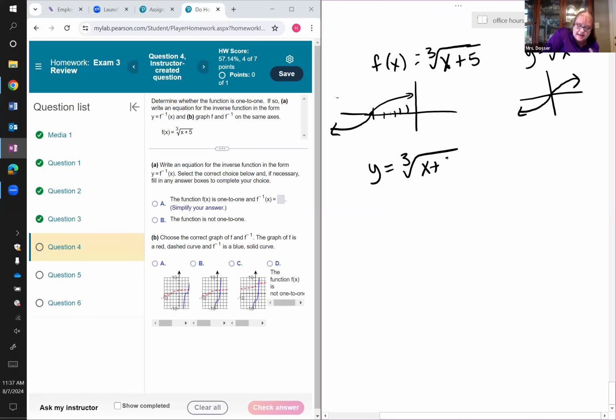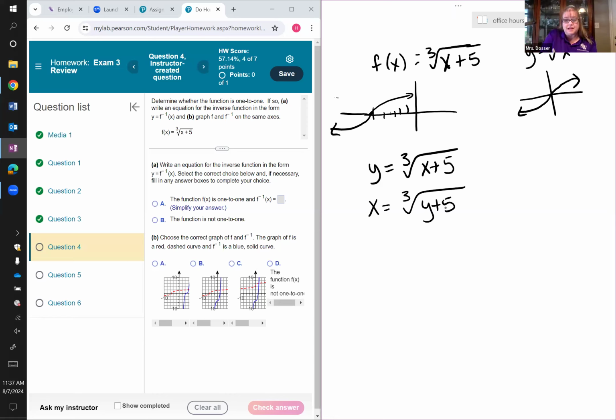Then we can find our inverse function by switching our x and our y. So where there's a y, we replace it with x, and where there's an x, we replace it with y. And now we want to solve for y. We want to isolate the y. We want to put it in y equals something form so that we will have a function.